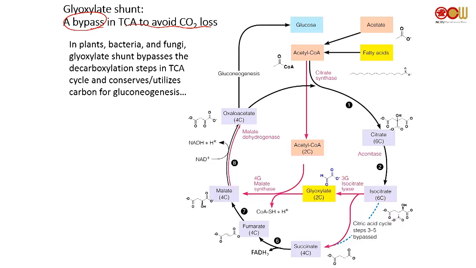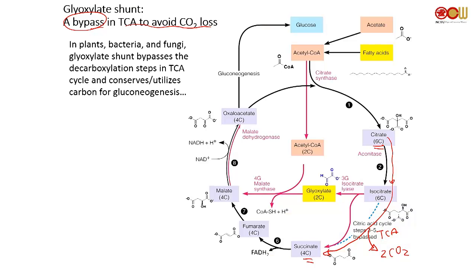Now, in a typical TCA cycle, you have citrate to isocitrate, isocitrate eventually to succinate, right? This is the TCA cycle. And in the TCA cycle, here you will lose 2 CO2, right? You go from C6 to C4, okay? So you lose 2 carbons. Now, let's say I don't want to do that. I don't want that.